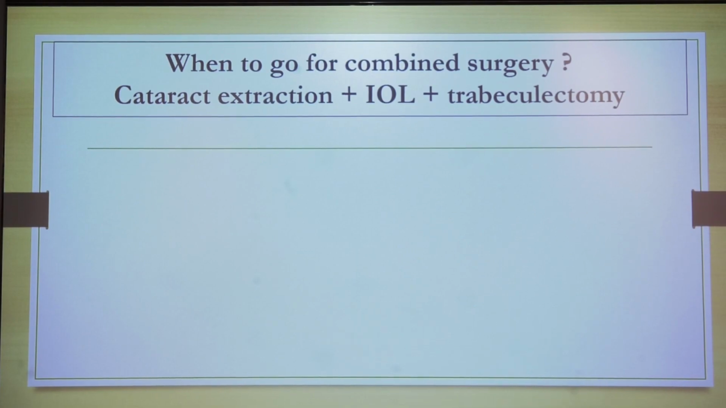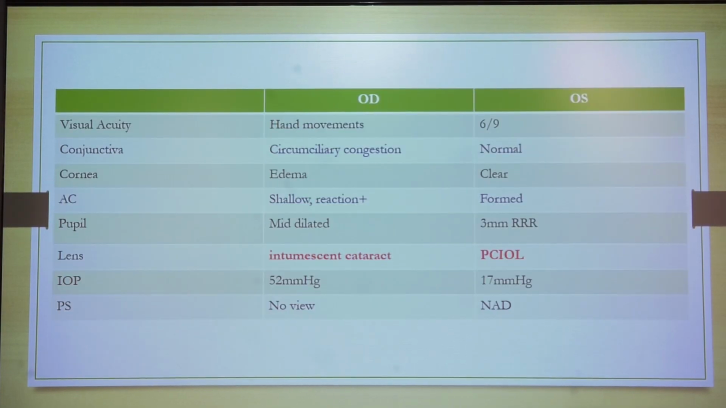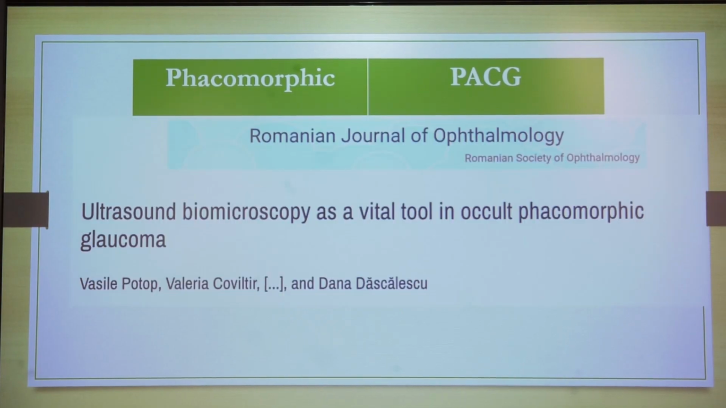Now, the last question is when to go for a combined surgery in such cases. One study shows that if the symptoms are less than 2 to 3 weeks, then just cataract extraction will give you a good result. There's another study done at CMC where the duration was more than 7 days and IOP uncontrolled even on maximum medical management, and they did a cataract extraction with a trab. I think because of lack of time, I would stop here.